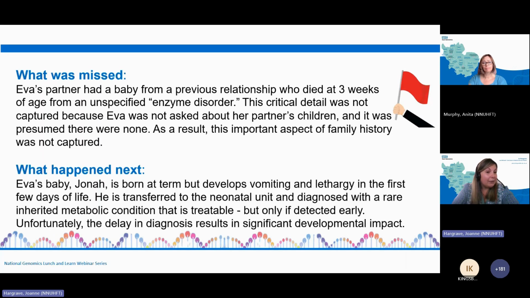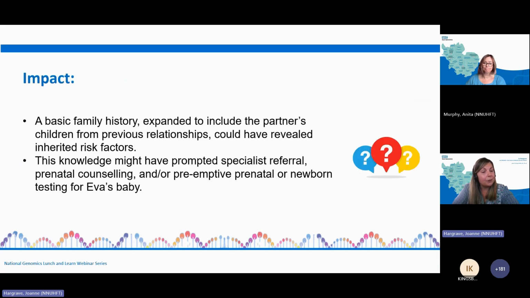When Eva's baby Jonah was born at term, he developed vomiting and lethargy in the first few days of life. He's transferred to the neonatal unit and diagnosed with a rare inherited metabolic condition that is treatable, but only if detected early. Unfortunately, the delays in that diagnosis resulted in significant developmental impact.